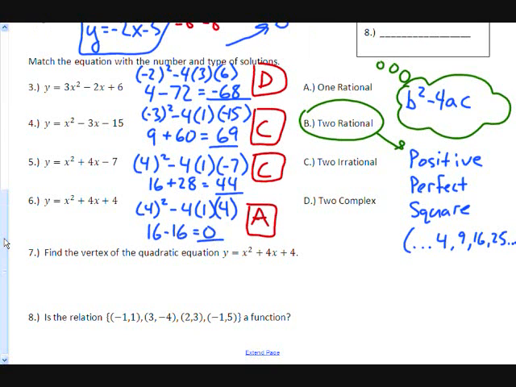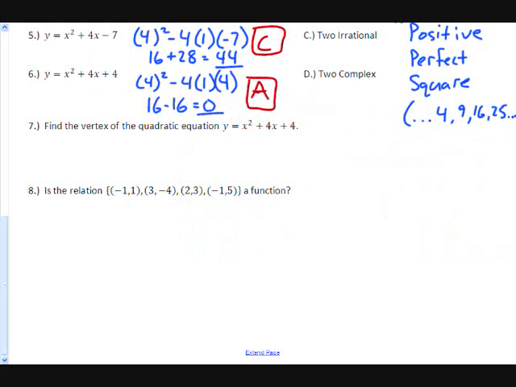For number 7, it asks me to find the vertex of the quadratic equation. To find the vertex, remember the x value of the vertex is opposite of b over 2a. So the opposite of b is a negative 4 over 2 times a, which is a 1. So that's negative 4 over 2, which is a negative 2. That's only half of my vertex. That's the x value for my vertex.